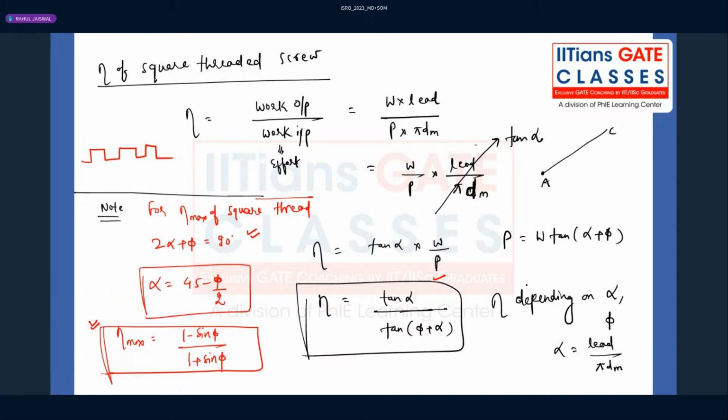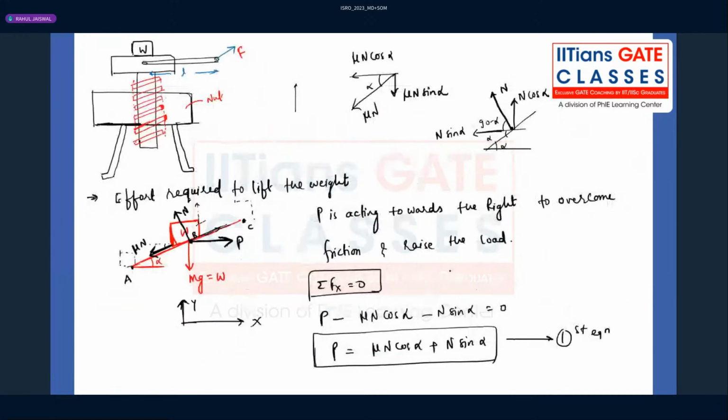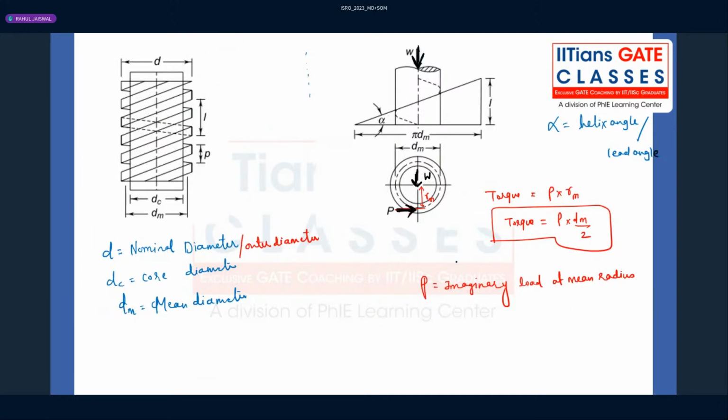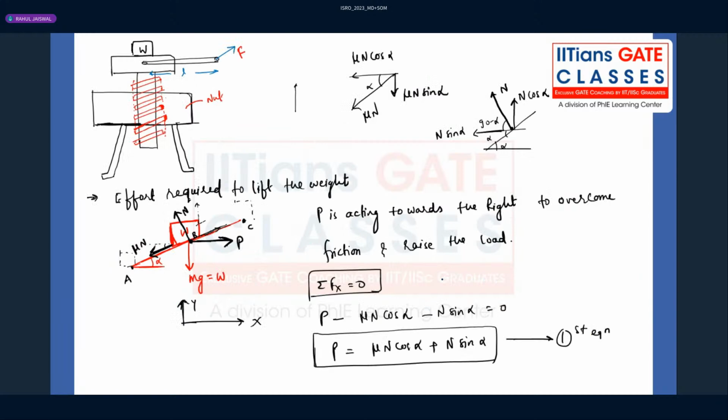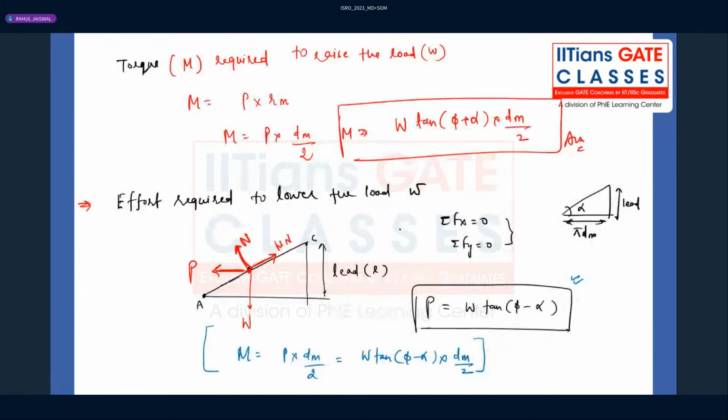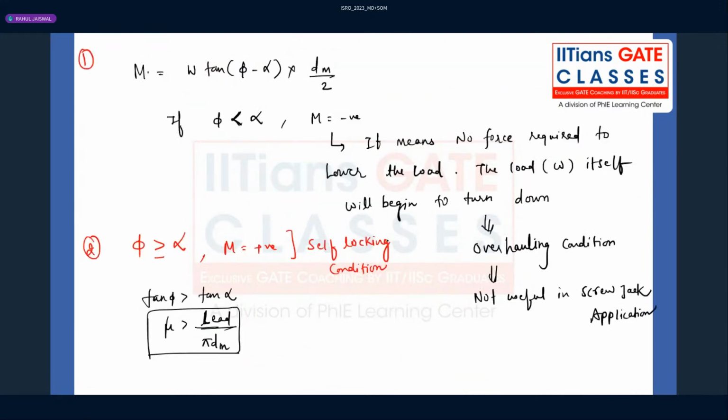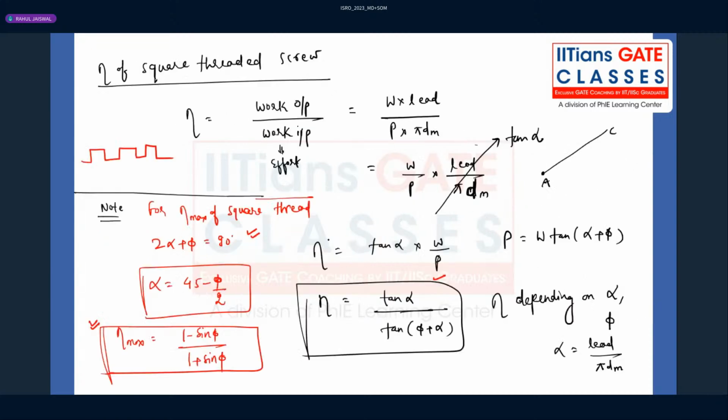So what are all the things we have discussed? We have discussed the purpose of this screw jack, and how much load or effort will be required to lift the weight. Then we have seen how much effort will be required to lower the load, then the overhauling conditions, then the self-locking conditions, and then we have discussed the efficiency of square threaded screw.